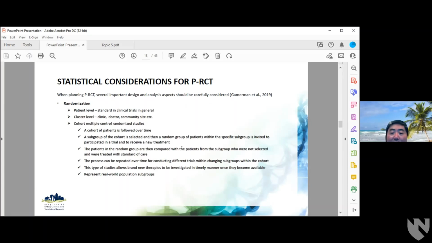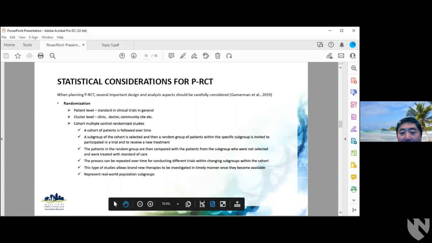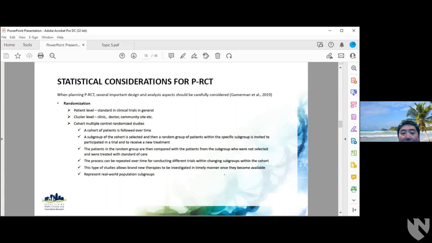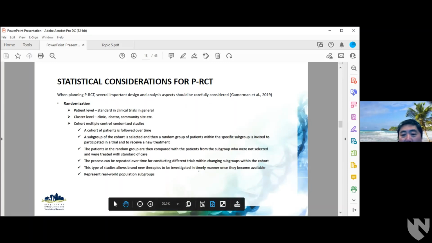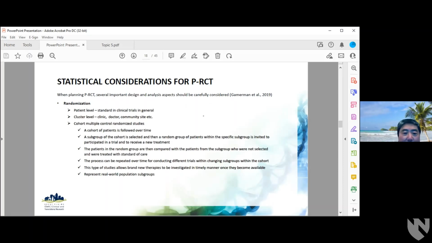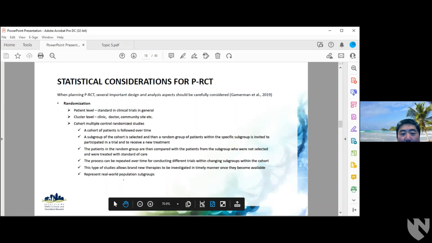But you still have a lot of patients, a lot of people available in this cohort, right? So if you have another treatment available down the road, you can repeat this process over time. By doing so, you have a very pragmatic kind of inclusion criteria set ahead of time, right? That can largely reduce the time for conducting multiple trials to demonstrate the treatment effect, right? So that really represents the real world population subgroups.